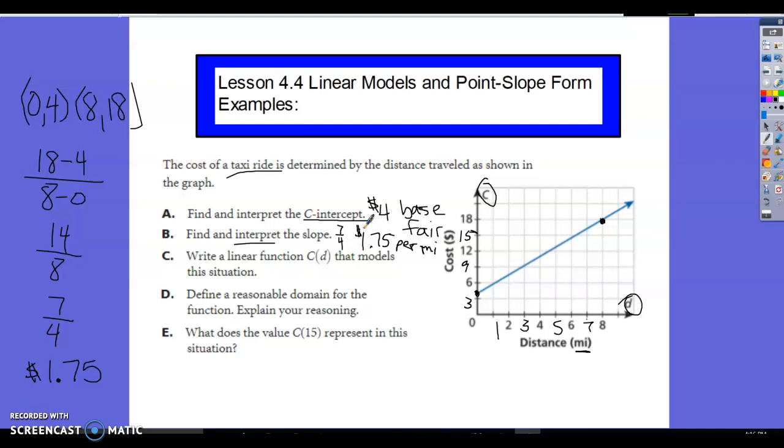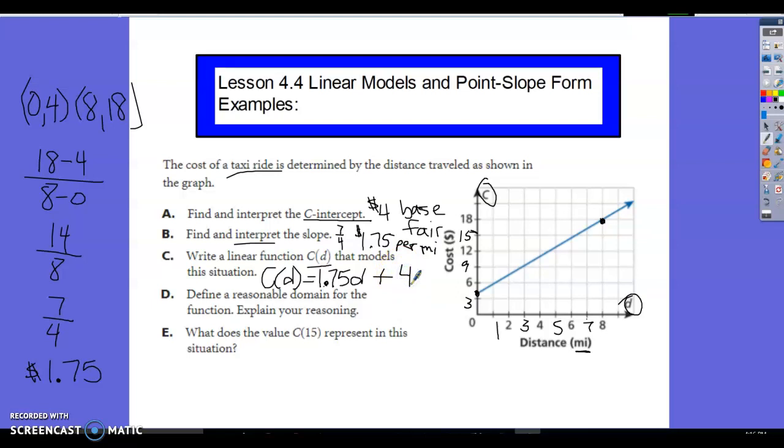The next part says write a linear function, C of D, that models this situation. So we're going to call it C of D. That's just the name of the function. We just found the slope to be $1.75 per mile. We're calling mile D for distance. And then we said the y-intercept, or the initial value, is 4.